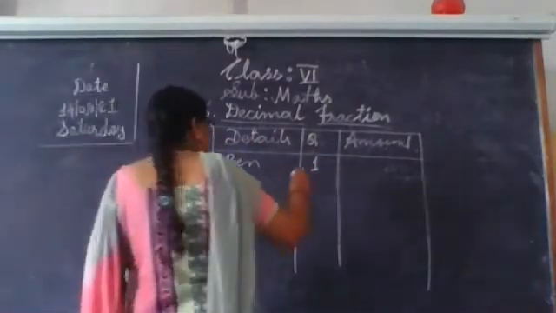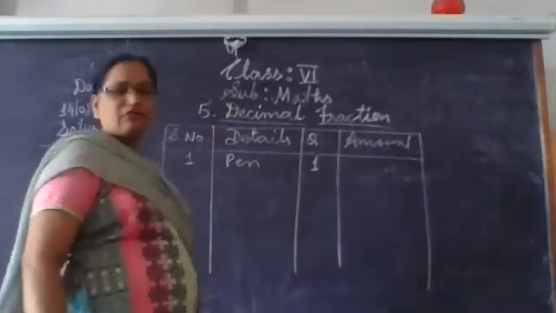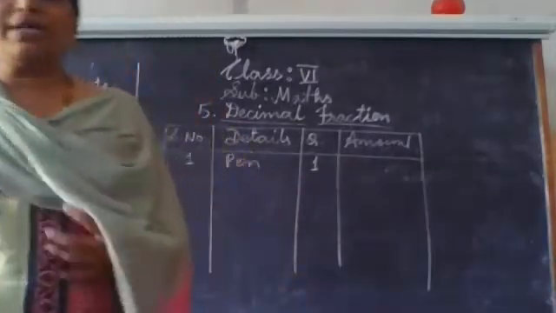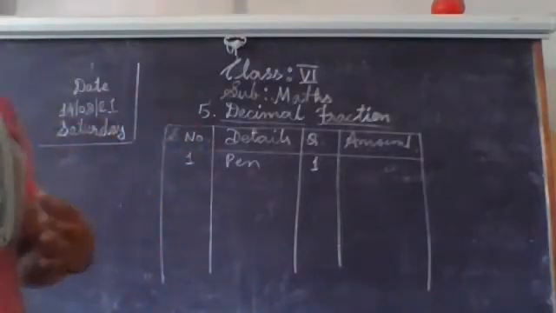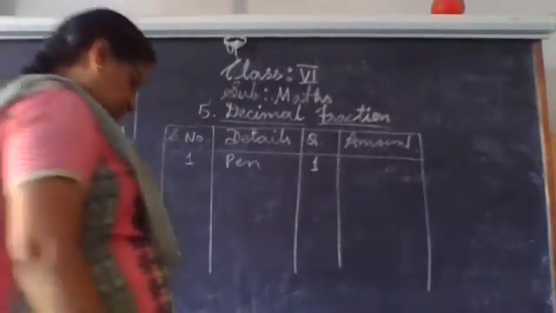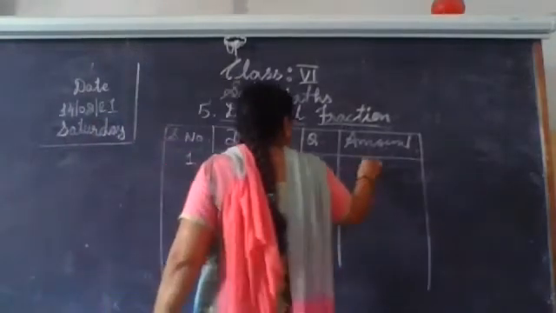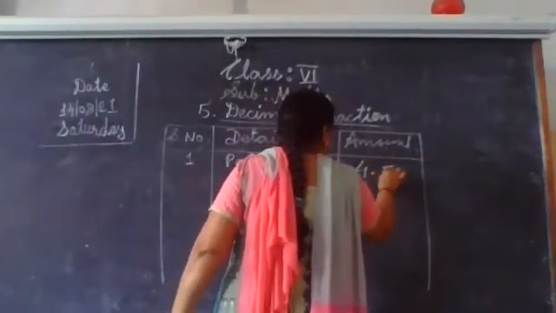One pen costs rupees 4.50 paise. Rupees 4.5. So how will you write rupees 4.5 as a decimal fraction? So you will write 4.50.